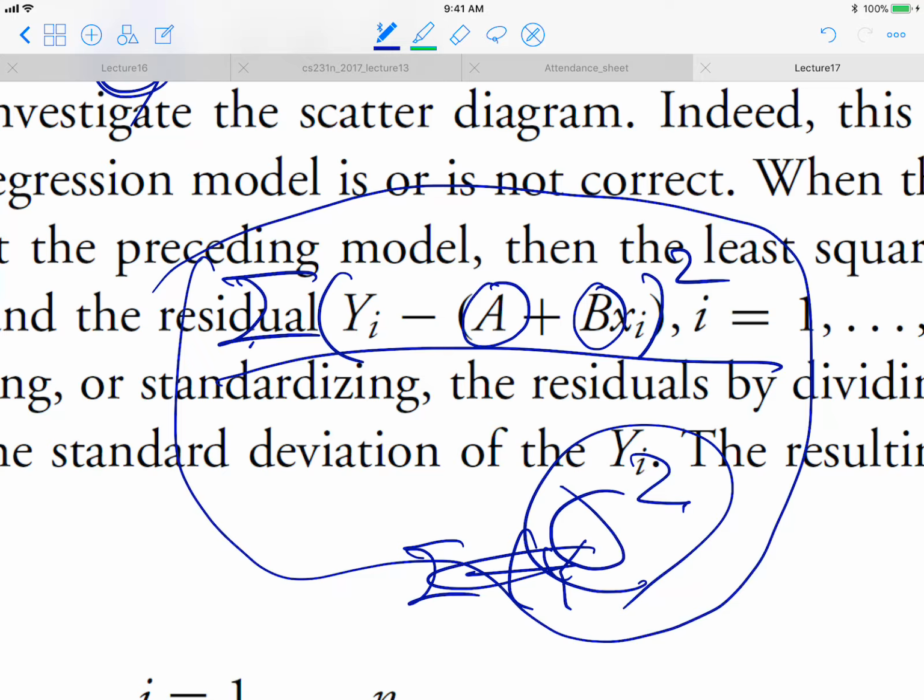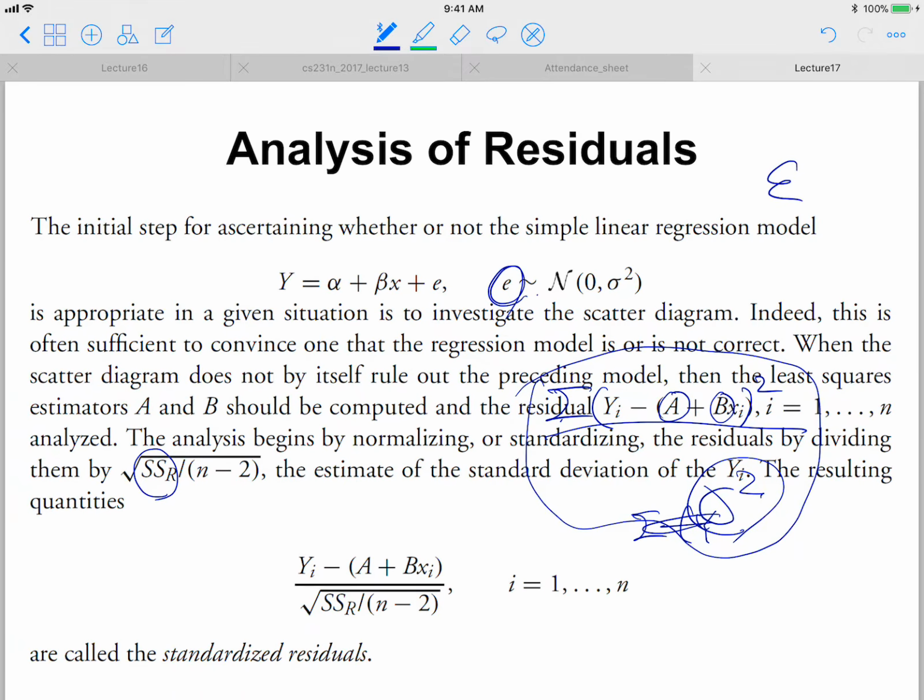We have two parameters that are fitted to our data, and due to those two parameters, we have less degrees of freedom. So we learned that this is following the chi-square distribution with n minus 2 degrees of freedom, right? And from here, let's think about the estimate of the variance, or the estimate of this sigma squared.